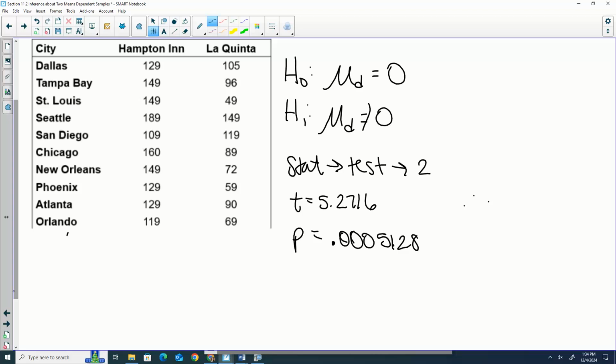So when we look at that, that is an extremely small probability. It's not showing up. Okay, it's showing.